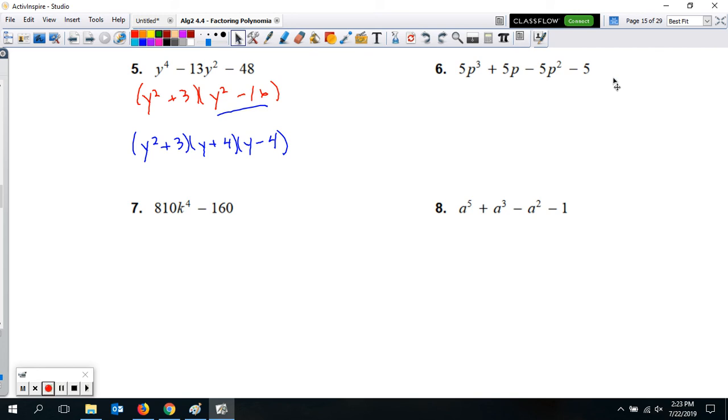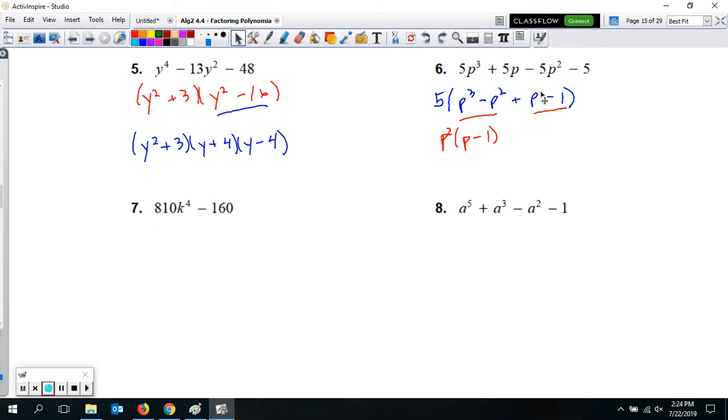Okay, hopefully you paused the video and you have done this one, number 6. So you should have factored out 5 and just reduced everything by 5. So now all these 5s are 1s. So now you have p to the third minus p squared plus p minus 1. We're going to group the first two and group the second two. From the first group, we're just going to factor out p squared. So that's going to leave us with a p minus 1 still inside for this group.